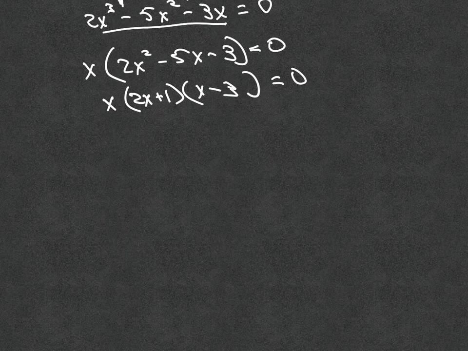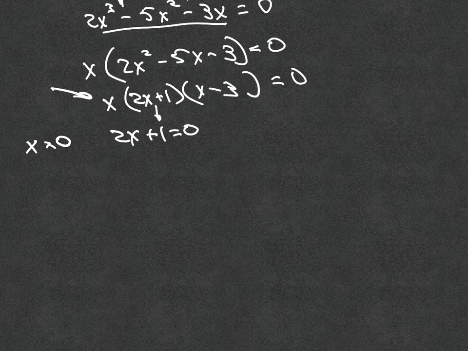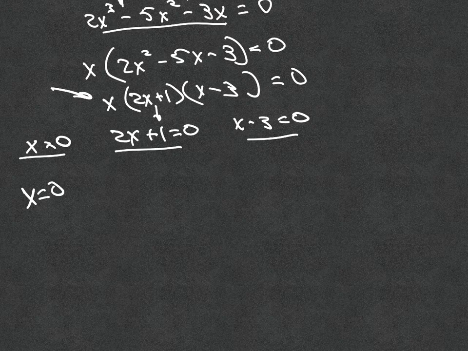So let's go back and look at where I'm at here. What's going to happen? Either x equals 0, 2x plus 1 equals 0 from here, or x minus 3 equals 0. So there I got 1, 2, 3 different options for x. X equals 0. Don't have to do any work. It's done. X equals 0.